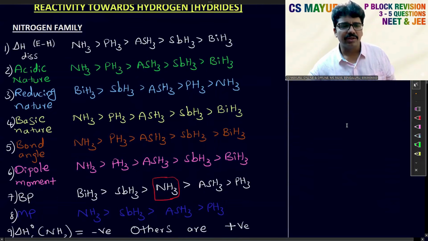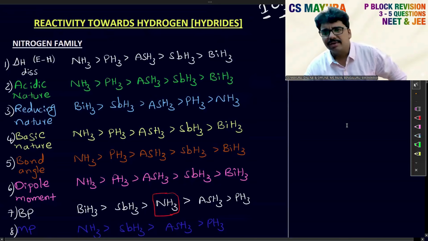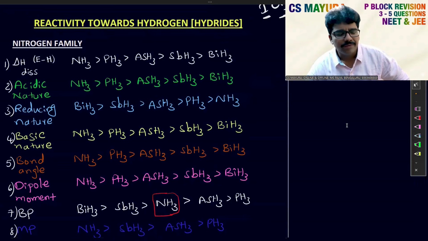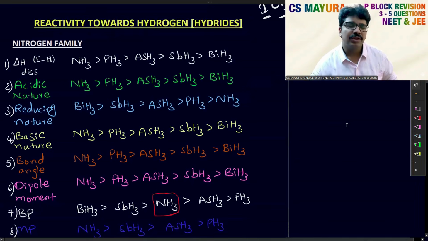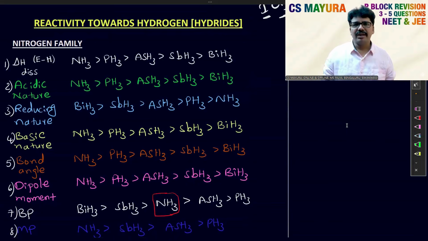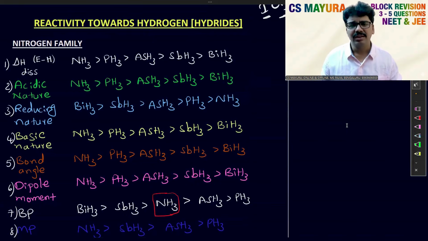Next, coming to hydrides. So, reaction towards hydrogen. When an element combines with hydrogen, the binary compound formed is called a hydride. Now, nitrogen family hydrides, oxygen family hydrides, and halogen family hydrides have some similarities. So if you understand the concept of one particular type of hydride, the same concepts will be repeated for others.